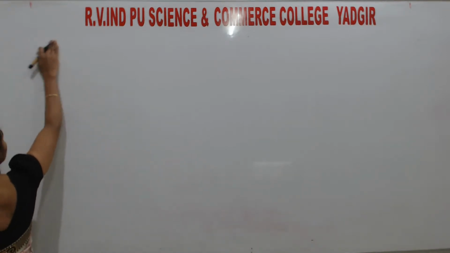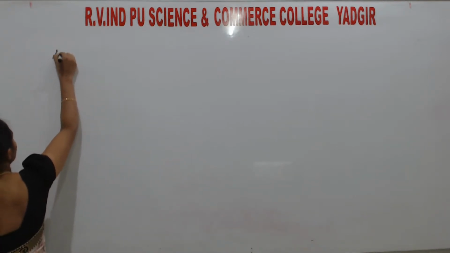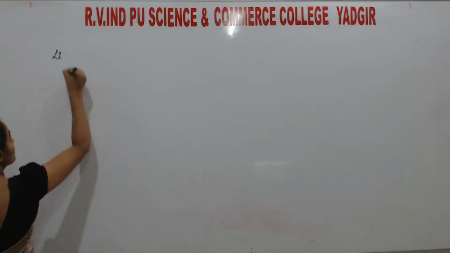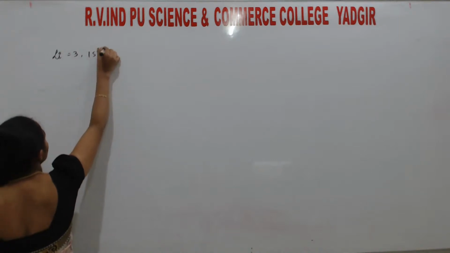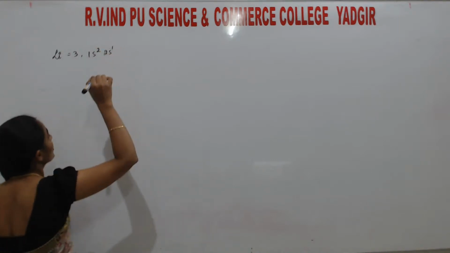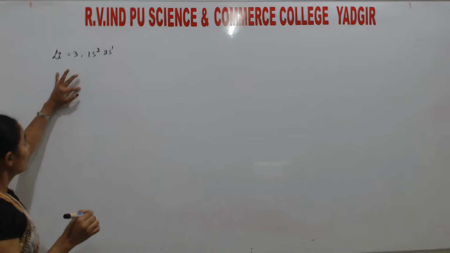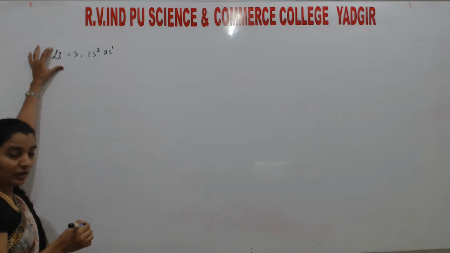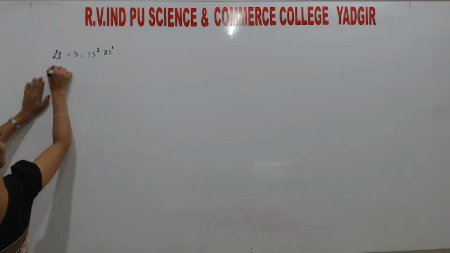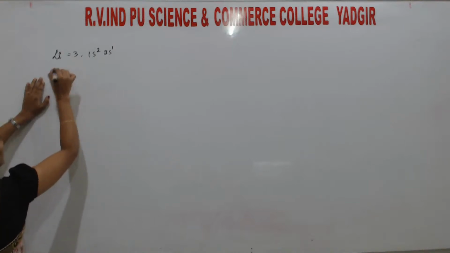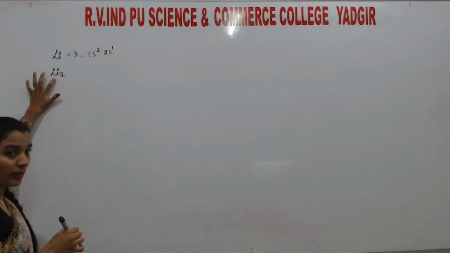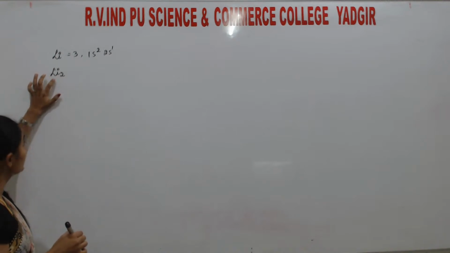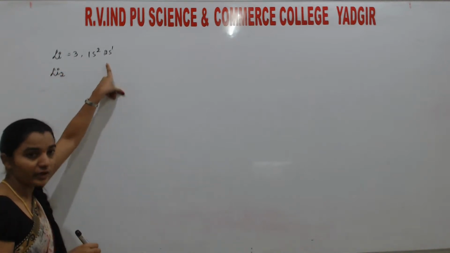So, lithium. The lithium atomic number is 3, and the configuration is 1s2, 2s1. Students, we need to consider one lithium atom, but in molecular orbital theory we have to consider the lithium molecule, Li2. Each lithium consists of this configuration.